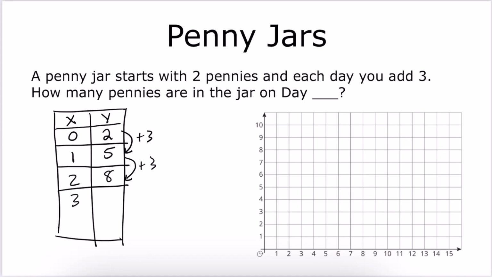And on day 3, we would add another 3 pennies, and that would give us 11. And on day 4, you'd add another 3 pennies, and so on and so forth. So on day 4, we would have 14 pennies.